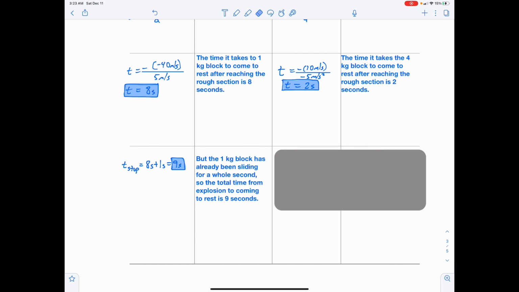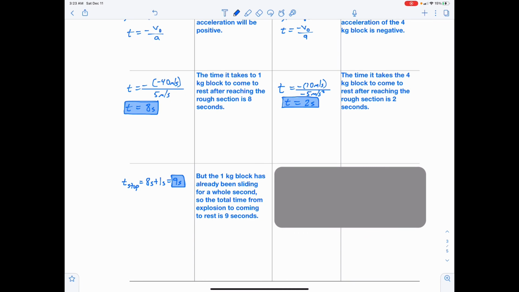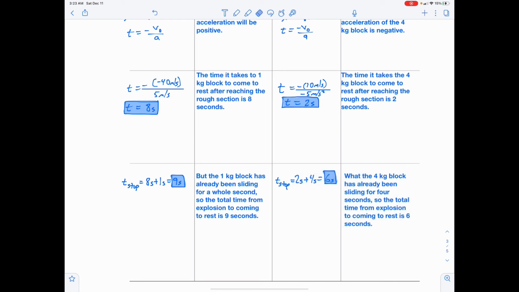Do keep in mind, though, that that's the time that it takes to come to rest, but it had already been moving for 1 second. So the 8 seconds plus the 1 second that it was moving on the frictionless surface, the 1 kilogram block is moving a total of 9 seconds. And similarly, the other block was moving 4 seconds beforehand, plus these 2 seconds is a total of 6 seconds for the 4 kilogram block.